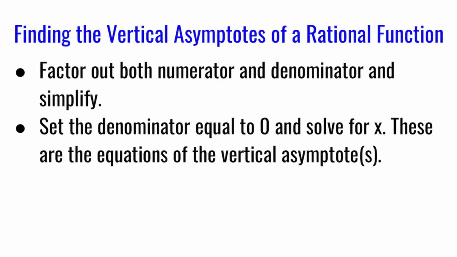These are the steps in finding the vertical asymptotes of a rational function. 1. Factor out both numerator and denominator and then simplify. Number 2. Set the denominator equal to 0 and solve for x. These are the equations of the vertical asymptotes.